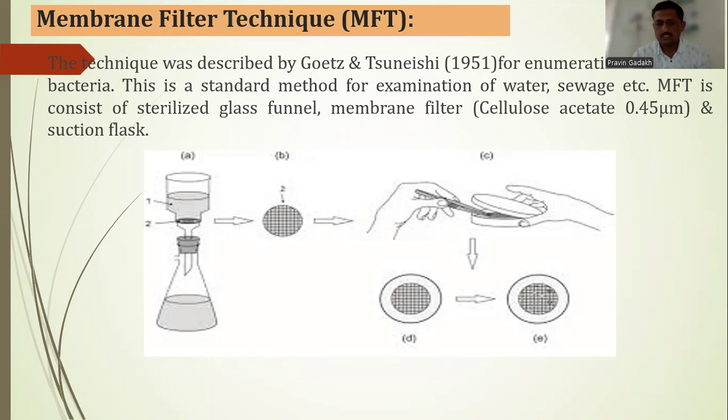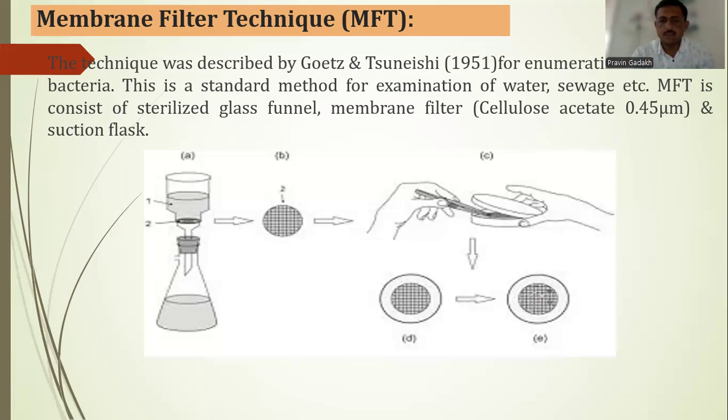The membrane filter assembly constitutes a filtration unit made up of glass or stainless steel and a suction pump. As we can see in this diagram, this is the membrane filter assembly. Here is the flask. Here is one opening where the filter assembly is inserted into the flask, and here we add a suction pump so that the water sample which we have added to the funnel can be sucked through that filter, so that the organisms present in the water sample are trapped in the membrane filter.